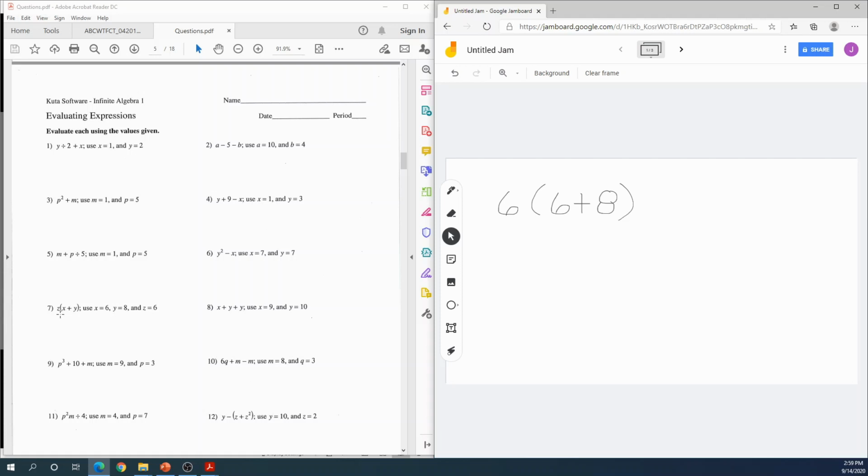So we'll do parentheses first. 6 plus 8 is equal to 14. Multiplication next. 6 times 14 is equal to 84. Again, we're just doing plug and chug.